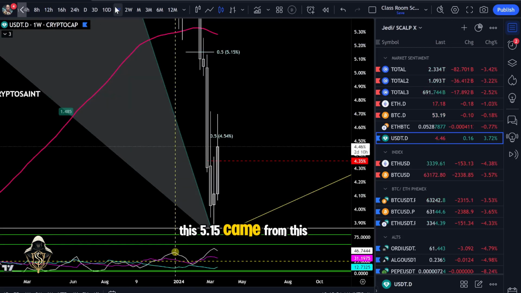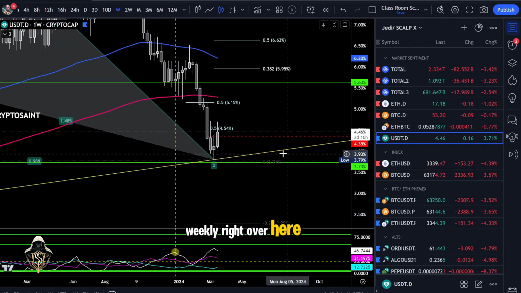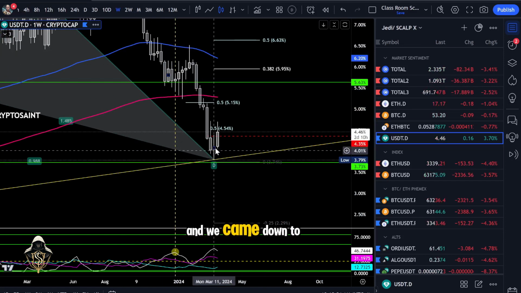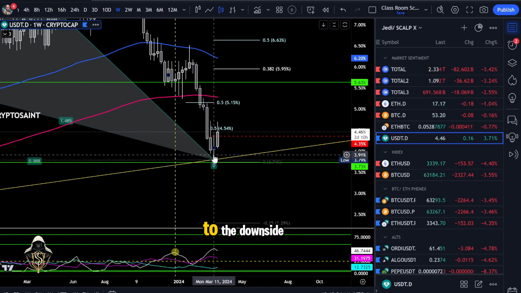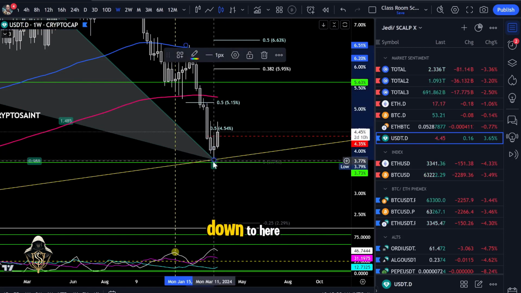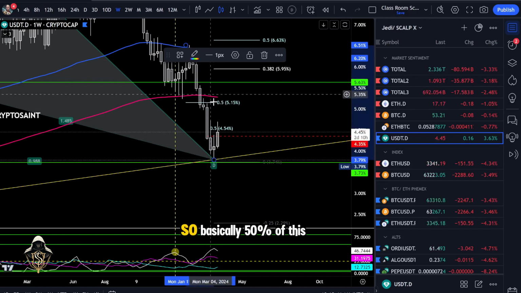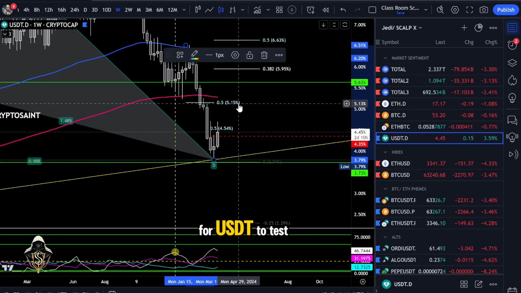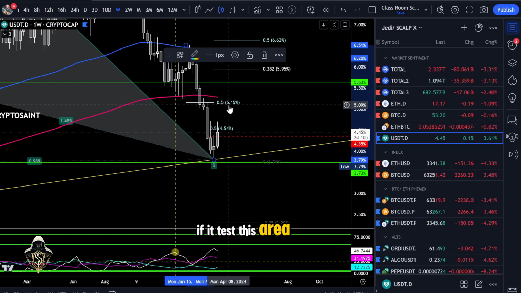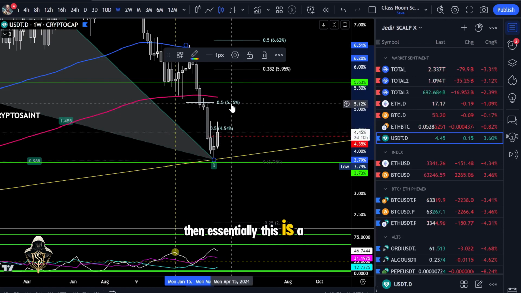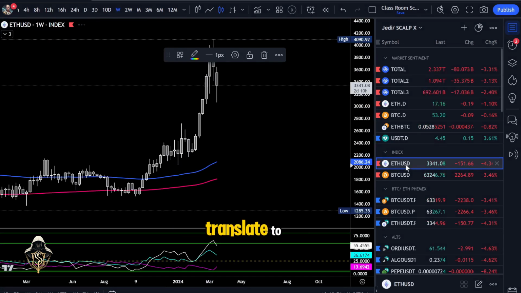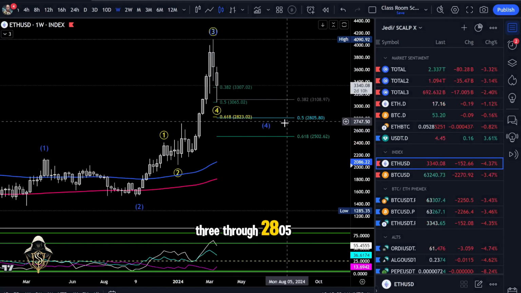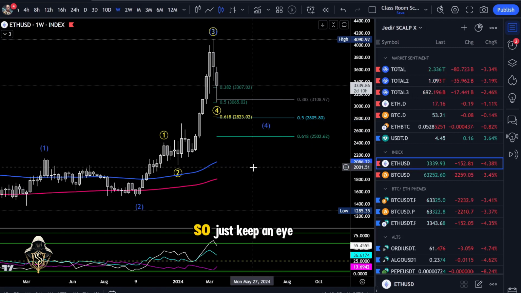This 5.15 came from this weekly right over here, and it's measured from the most recent drop, right? We topped out right here and we came down to this level right over here with a small little wick to the downside. So let's highlight that again, right? Down to here. So from top to bottom. So basically 50% of this move to the downside, that's what I'm looking at for USDT to test. If it tests this area and then goes back below, then essentially this is a bearish retest. But again, that's going to translate to ETH moving down to these levels that I had marked off before, 2823 through 2805. So just keep an eye on that.